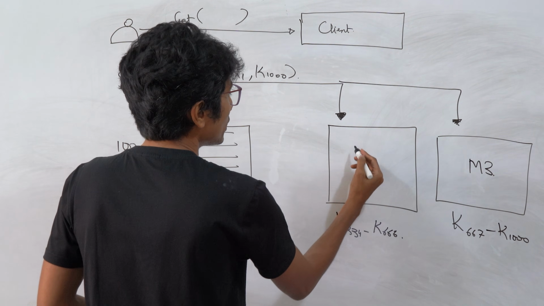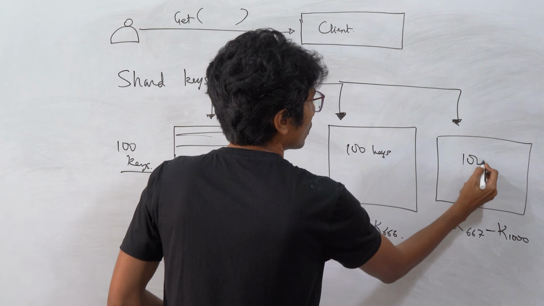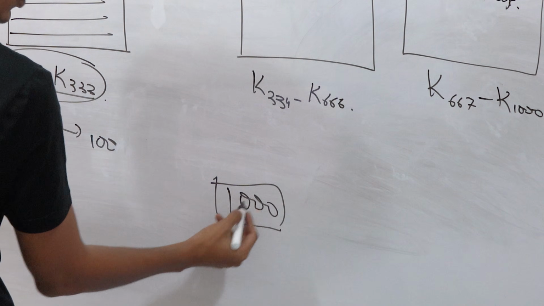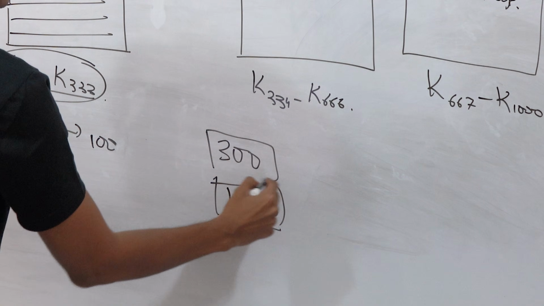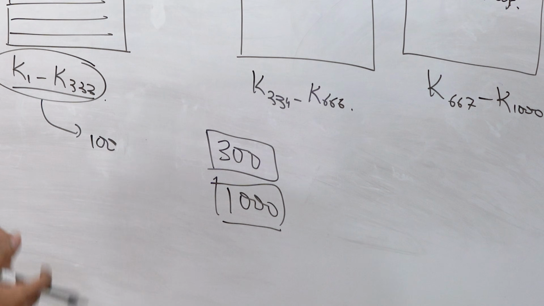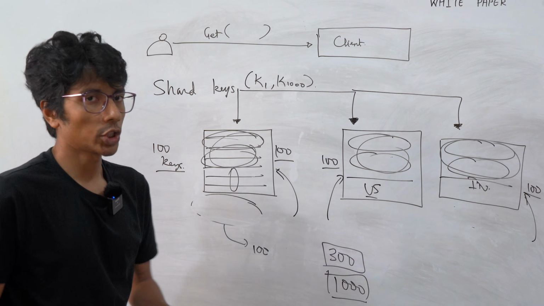Similarly, here you have 100 keys, and here you have 100 keys. So out of a total of 1000 total keys, you can serve 300 through your caching system. All of the keys are unique. So we should go for sharding, right?